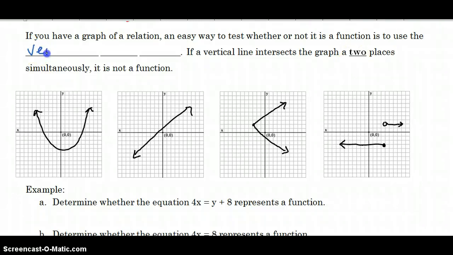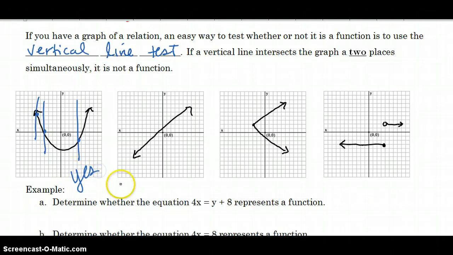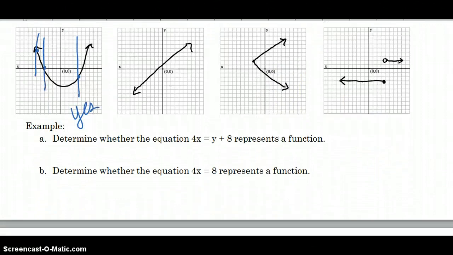If you have a graph, there's a very easy way to check to see whether or not the relation is a function. It's called the vertical line test, and I'm pretty sure you did this last year, so I'm going to move very quickly. If you draw a vertical line, and you might want to check it in more than one place, if it only touches the graph at one point, then it is a function. So I'm going to let you check and do a vertical line test on all of these relations and tell me yes or no, are they a function? I'm going to leave that for you to finish up.